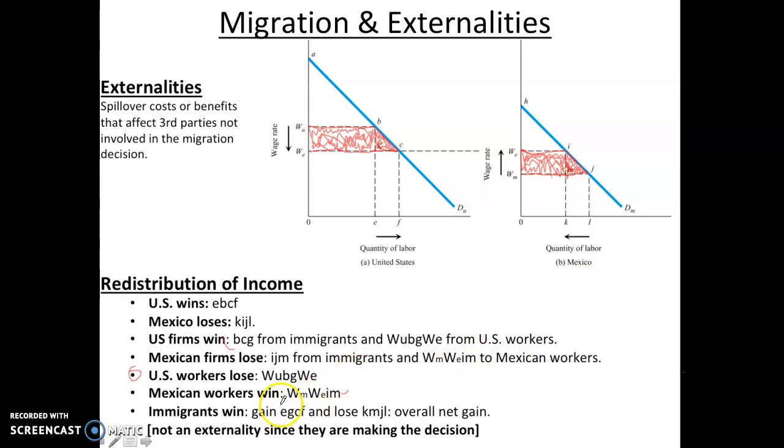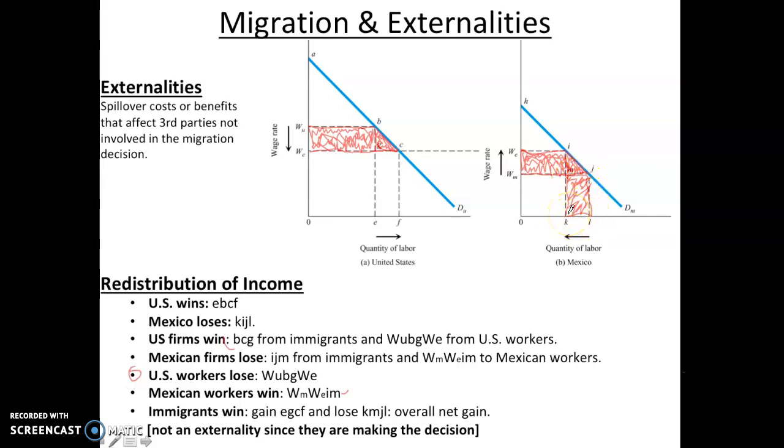What do they win? Well, they leave Mexico, so they do lose something. These workers from L to K were getting paid WM, and that means this area here is now lost to them because they left Mexico. You can shade that in and see the area lost to them. It's just the market wage times the number of workers that have left.